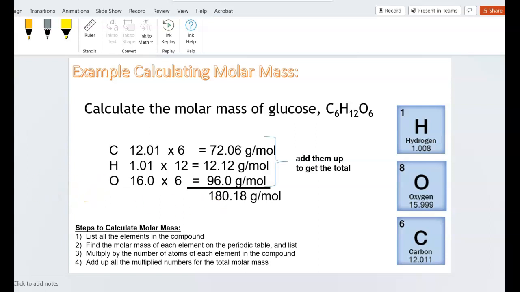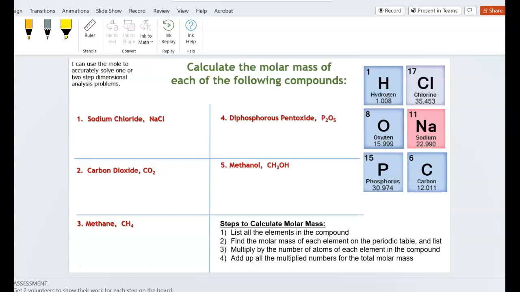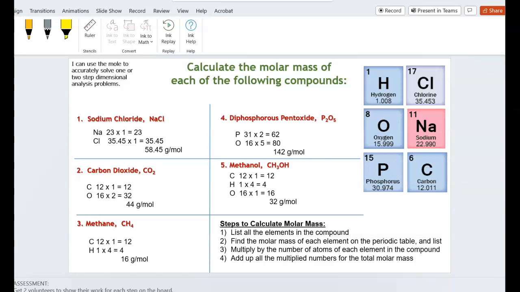Right, so if you want to pause here and take another look at that, you can. Here's some for you to try. You could try as many as you like. Pause the recording. You want to see if you can find the molar mass of each of those compounds. All right, I'm going to flip to the next slide so you can see the answers. You can double check what you have.